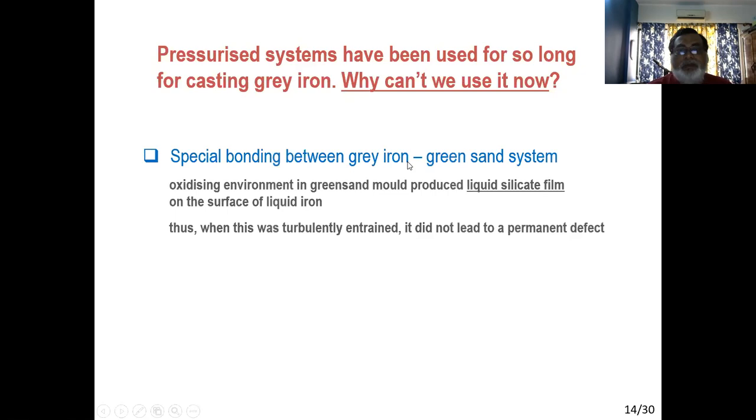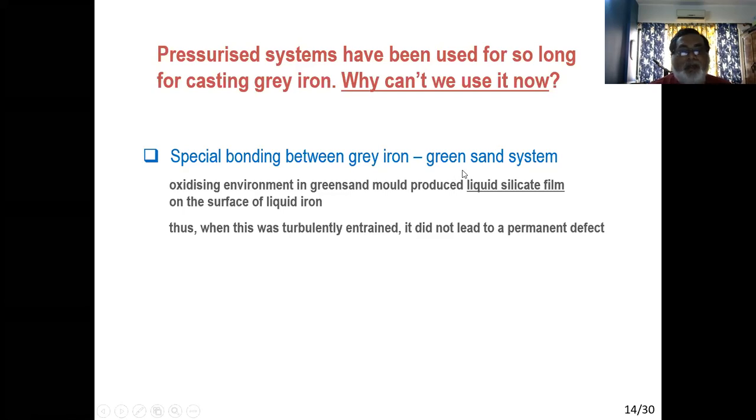Okay, first of all, this is because of the green sand system. In your lab classes, you use the green sand system. That means the sand clay system, where bonding is done by the clay and water. Cast iron has a special relation with green sand.